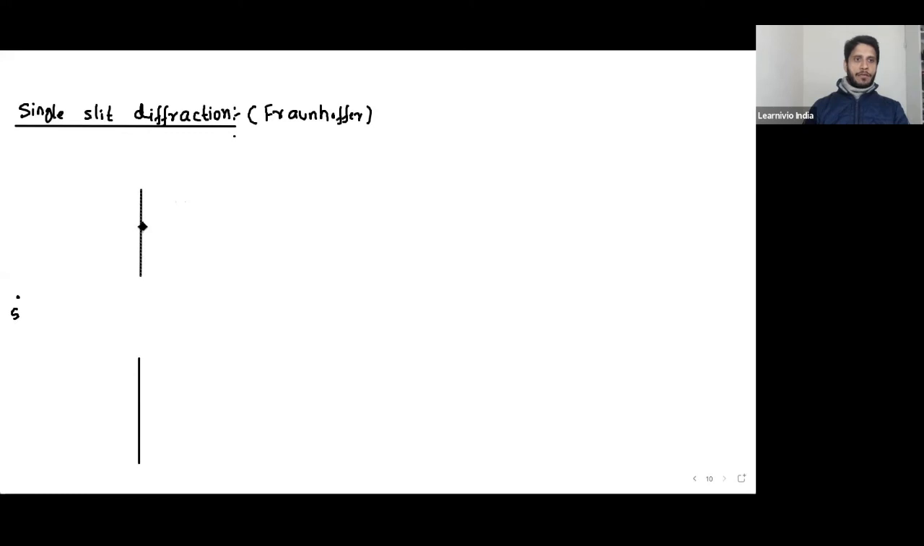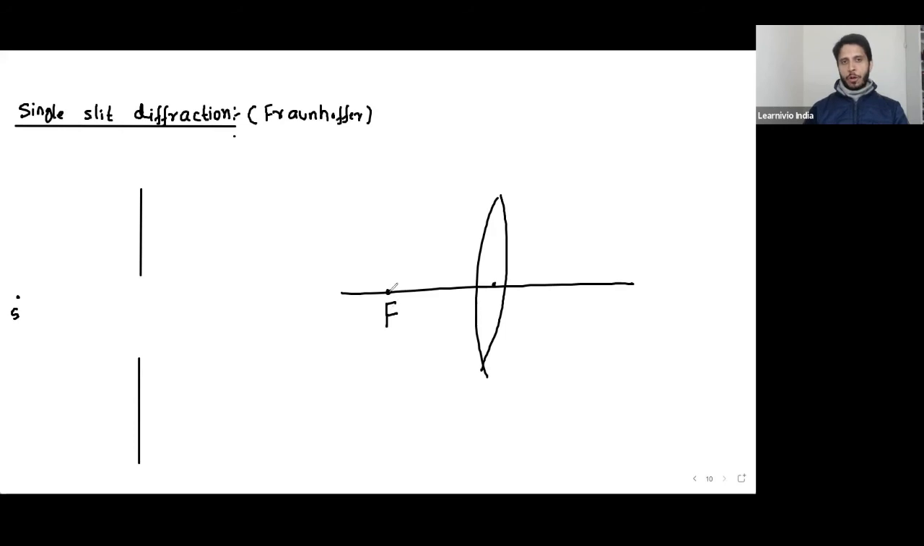The reason to have infinite separation is we want to have a plane wavefront. We want to have parallel rays. To get parallel rays, we have two tricks. One is you can place your source at infinity, so the rays coming will be parallel. Or you take a convex lens, which you must have done in class 10 physics. If you put your object at the focus of the convex lens, then after refraction from the lens, the rays become parallel. And parallel rays means the rays are coming from infinity.